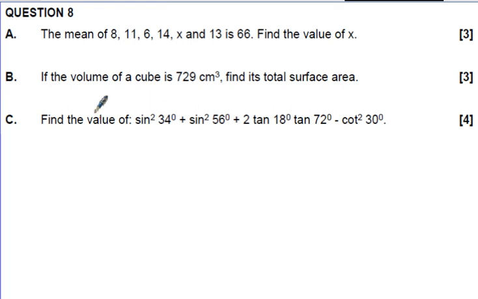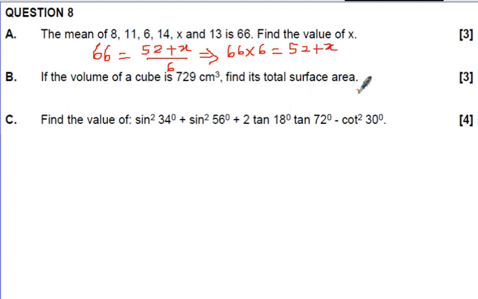Mean formula is sum of data upon number of data and here your mean is given 66. So add them all. So 8 plus 11 plus 6 plus 14 plus 13 it comes 52. 52 plus x. Please be careful because it is plus x. And count how many there are. 1 2 3 4 5 6. So there are 6, and now the 6 will go that side, so it will be 66 into 6, which gives you 52 plus x.